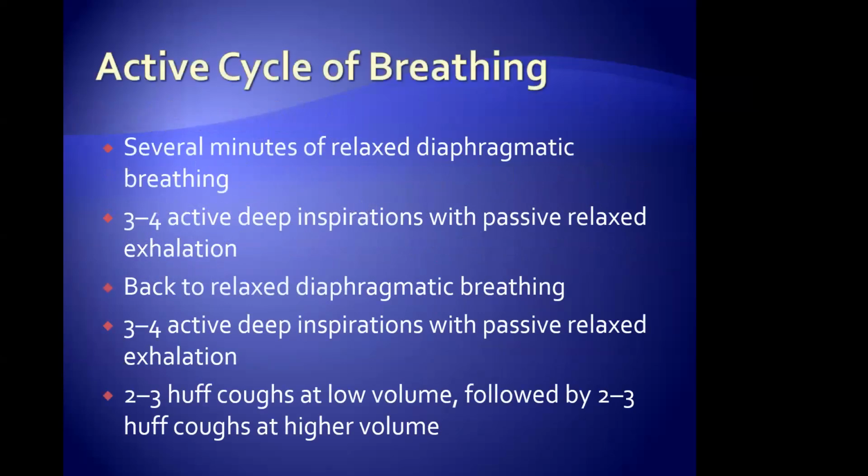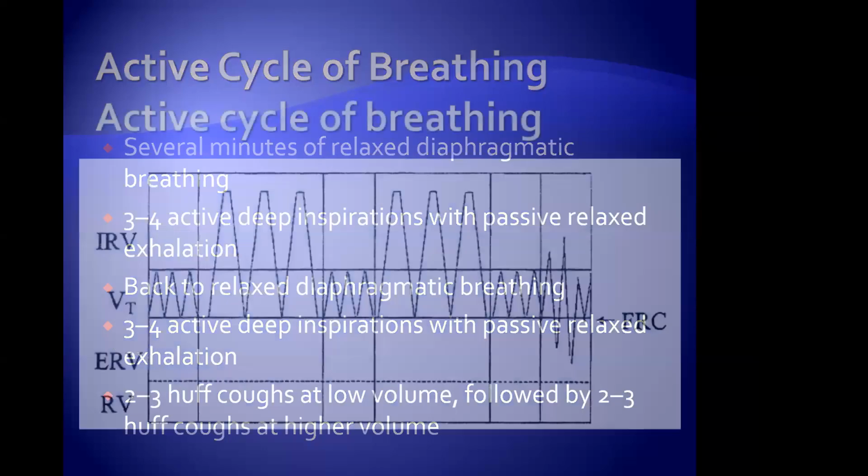Active cycle breathing. Several minutes of relaxed diaphragmatic breathing, and then 3 to 4 active deep inspirations with passive relaxed exhalation, then back to relaxed diaphragmatic breathing. Then we repeat that, and then the huff coughs, followed by 2 or 3 or 4 or 10 huff coughs at higher volumes. Again, I'm encouraging my patient: I need you, Mr. Patient, to take these big deep breaths in, slow, and cough and get that stuff out. Nothing that we don't know.